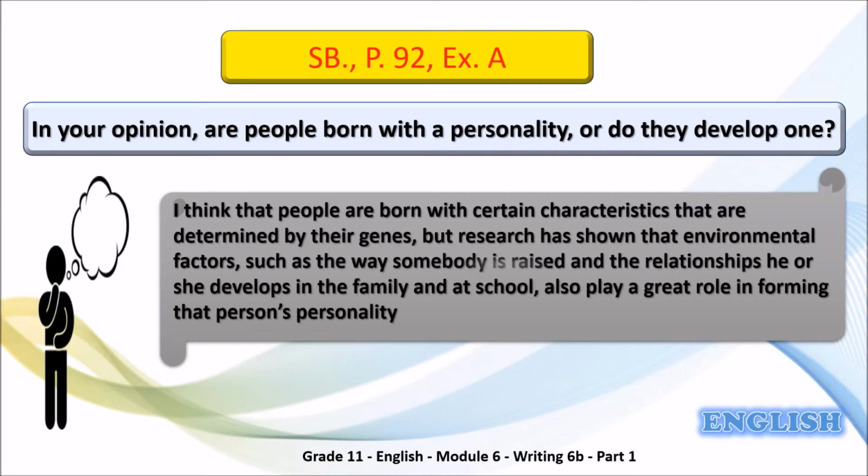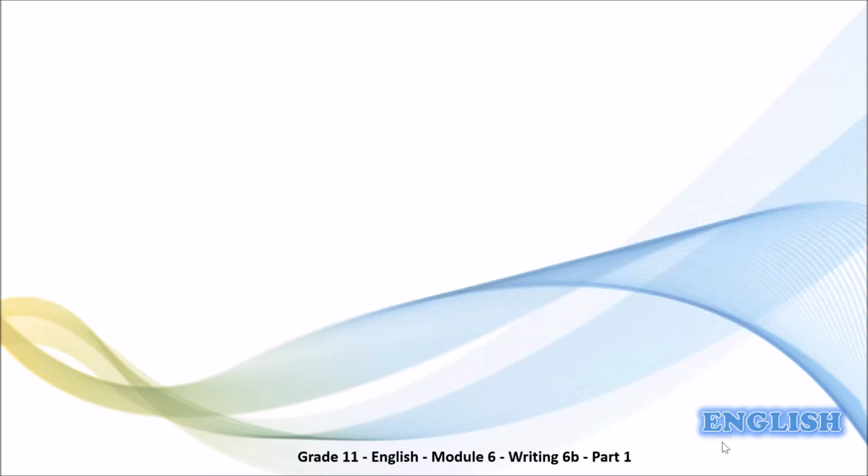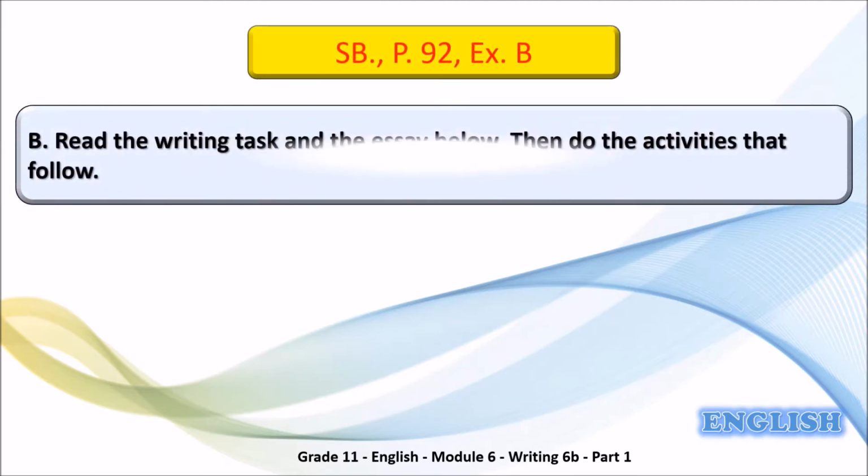Here is a suggested answer. I think that people are born with certain characteristics that are determined by their genes, but research has shown that environmental factors such as the way somebody is raised and the relationships he or she develops in the family and at school also play a great role in forming that person's personality. Let's move to Exercise B. Read the writing task and the essay below, then do the activities that follow.